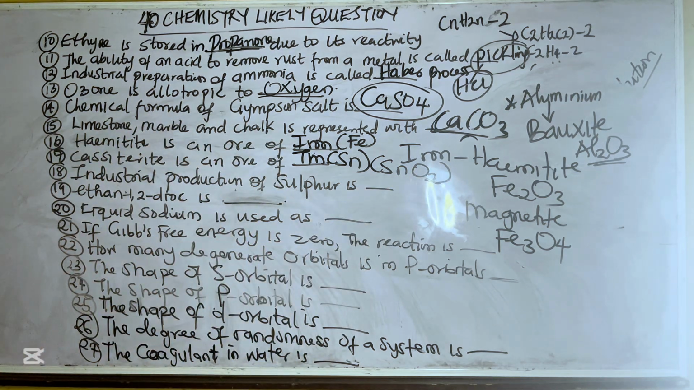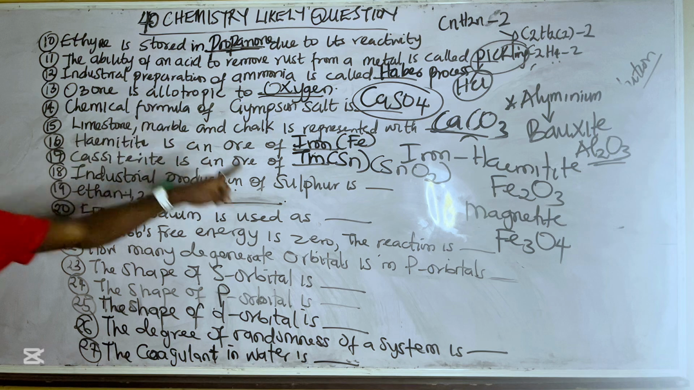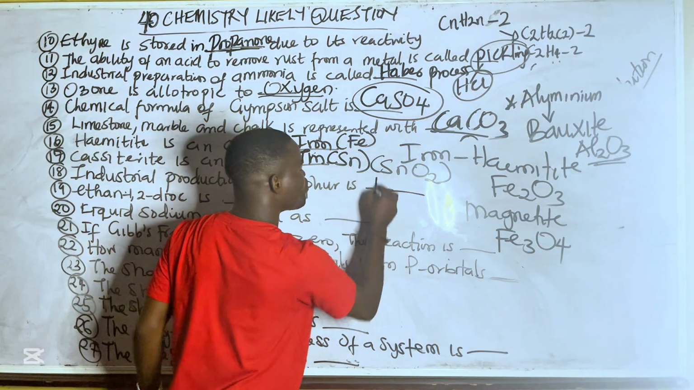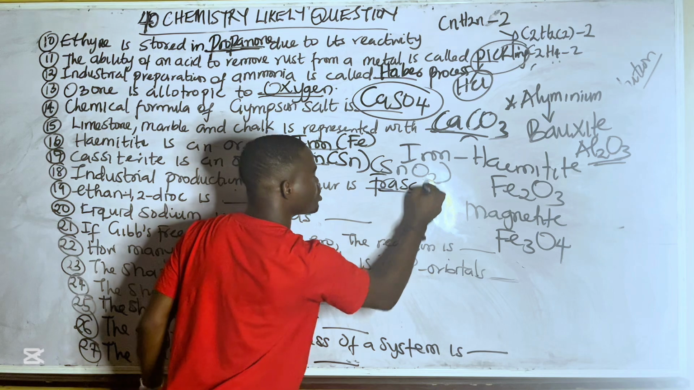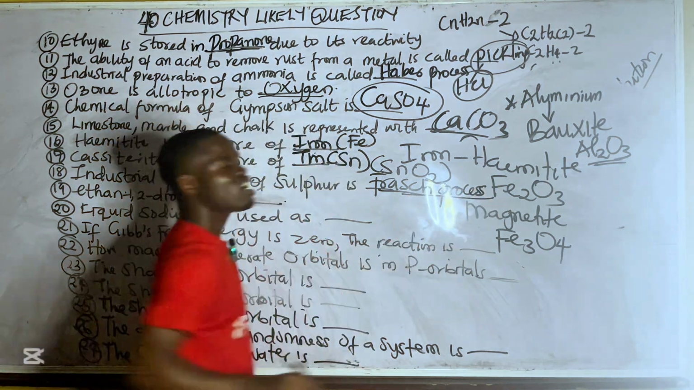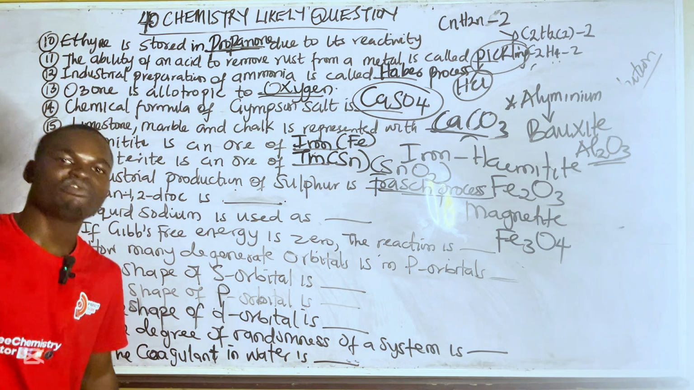Okay. Now, industrial production of sulfur is called what? It's called the Frasch process. Industrial production of sulfur is called the Frasch process.